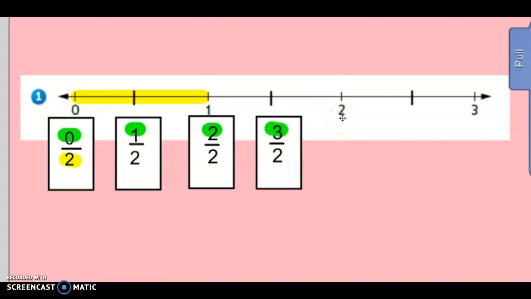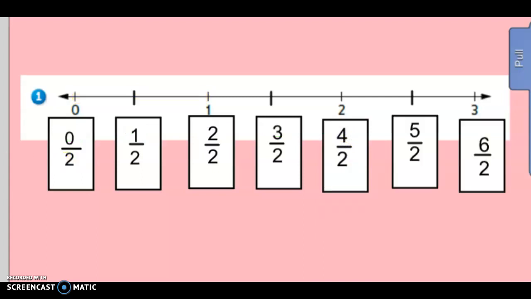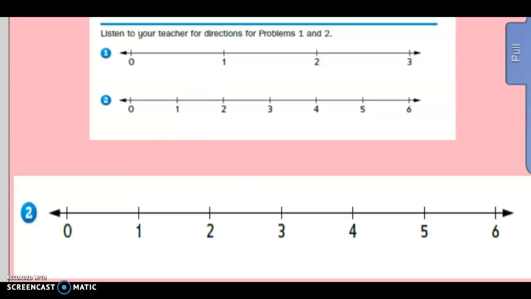Here's 2, or 2 wholes. What fraction represents 2 wholes? Right, 4/2. Finish labeling your number line now. Perfect. Now let's look at the second number line on the bottom of the page. How many wholes does this number line have?